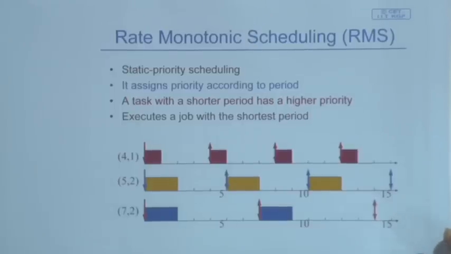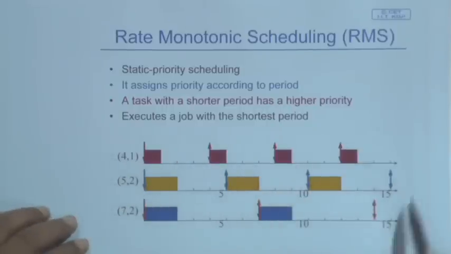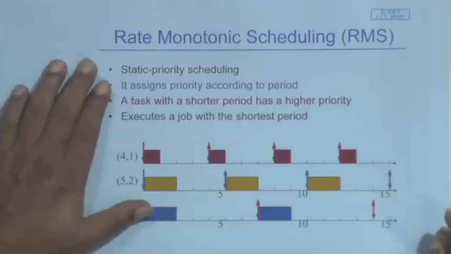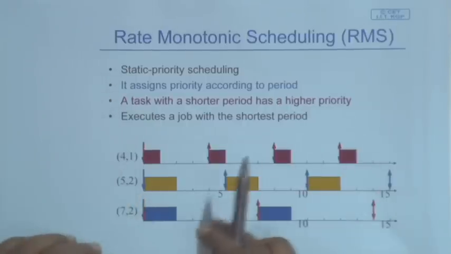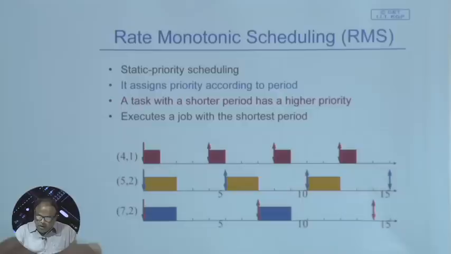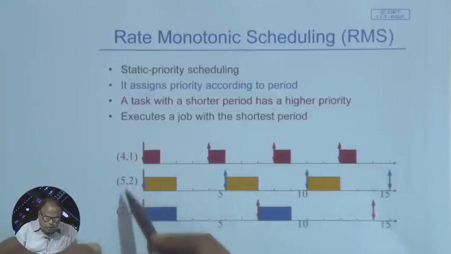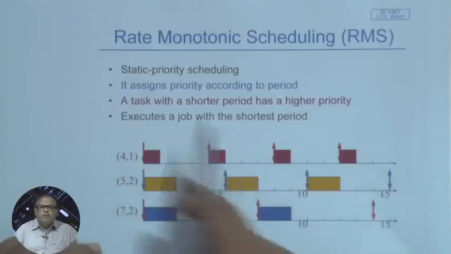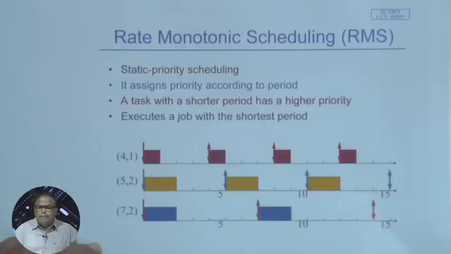Now, I would request all of you to note this task specification down, and we will see what happens as we proceed with the scheduling. You just note down 4, 1, 5, 2, 7, 2. From there you can reconstruct this.